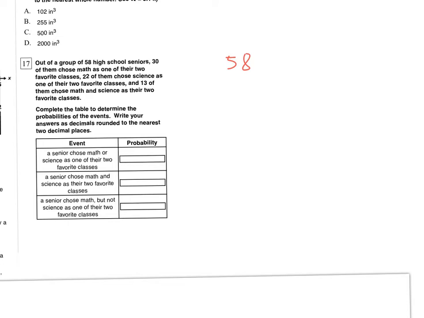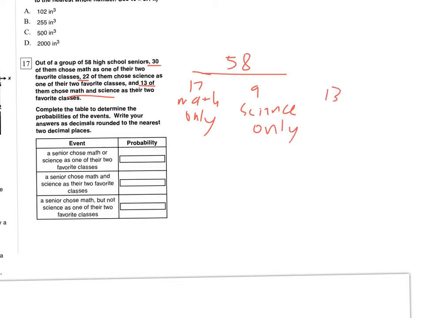or maybe I wouldn't. Okay, so I'm seeing that 13 chose math and science. So what I'm going to do is subtract that from 30, which means that 17 picked math only. And then if I subtract 13 from 22, that means 9 chose science only. And we already know that 13 chose math and science. And so how many does that leave? Let's see, that's 39. And so that would be 19 who chose neither.